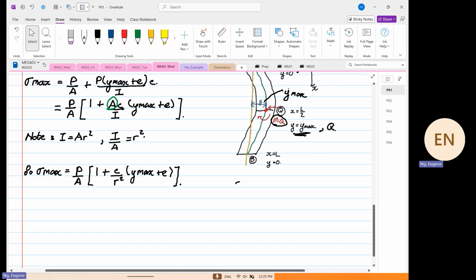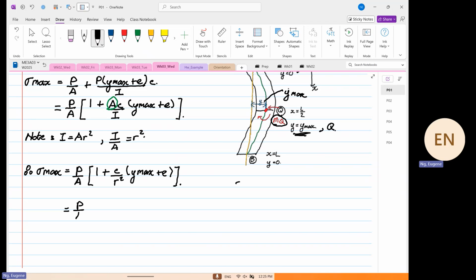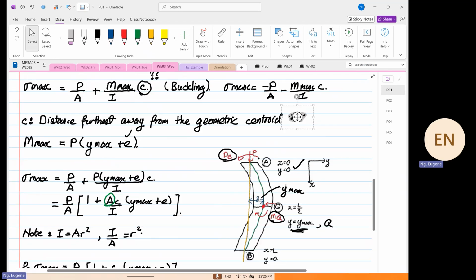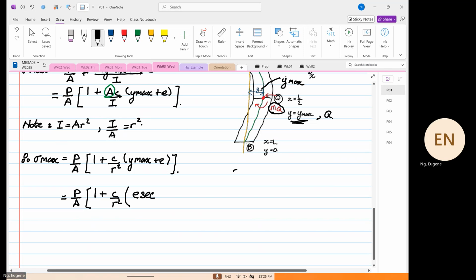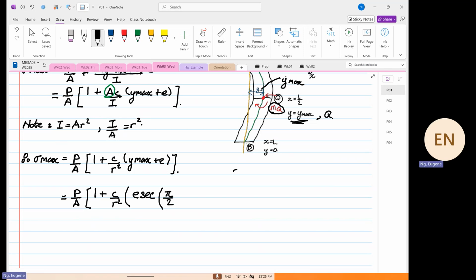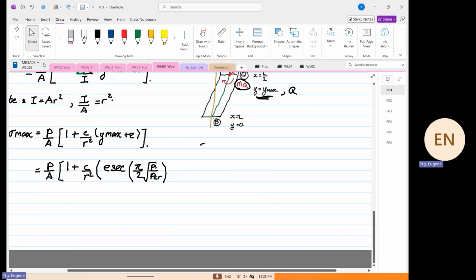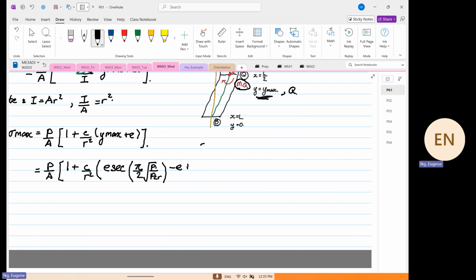So we're going to rewrite or expand this form. This will be equal to P over A, 1 plus C over R squared, knowing that the Y max value is E secant, square root pi over 2 square root P over PCR. We close our bracket, and then we minus E. This belongs to Y max. Then we have plus E, and then the whole term closes. So both E's can be cancelled.